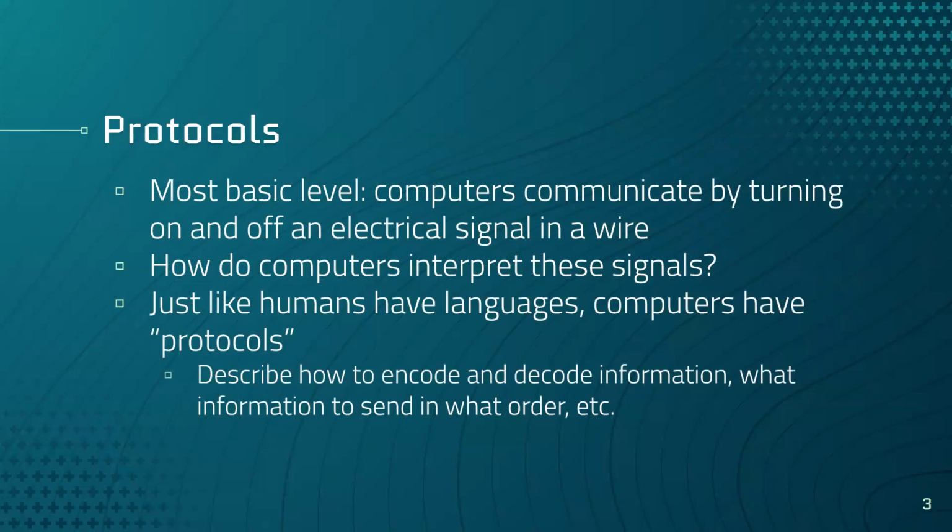So at a most basic level, computers communicate by turning on and off a signal in some sort of wire, or sometimes like with Wi-Fi, it's a radio wave or something like that. But fundamentally, it's just turning a signal on and off. So the question we want to answer is, how do computers interpret these signals and figure out what to do with them? So just like humans have languages, computers have protocols. Protocols describe how to encode and decode information, like what information to send in what order, stuff like that.